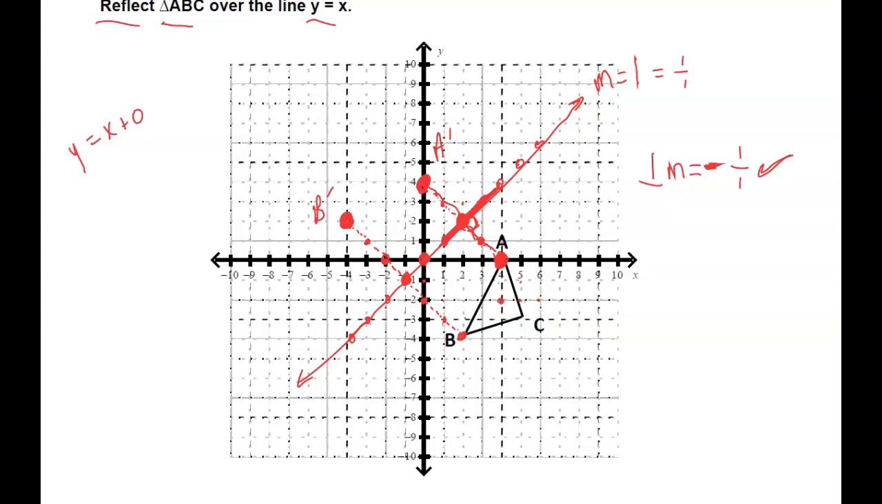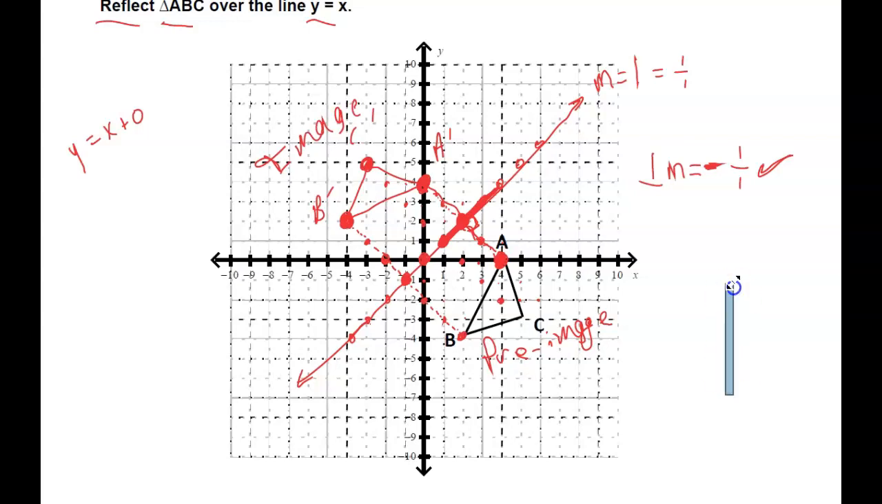And then last but not least is C. Up 1, left 1 once, up 1, left 1 twice, up 1, left 1 3 times, up 1, left 1 4 times. So we do 4 times on the opposite side. So up 1, left 1, up 1, left 1, up 1, left 1, up 1, left 1. That's our fourth one. This would be C prime. Connect those. And then that's our reflection. So this was our pre-image, the original. And then our image is where we ultimately end up.